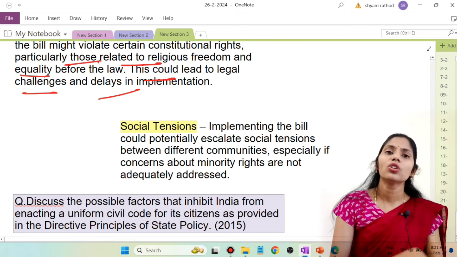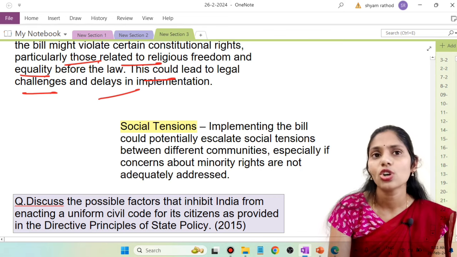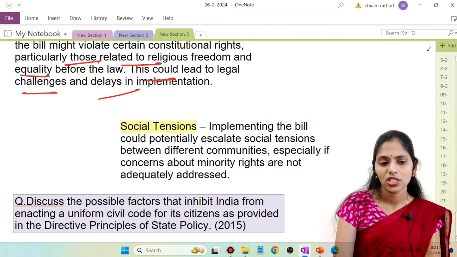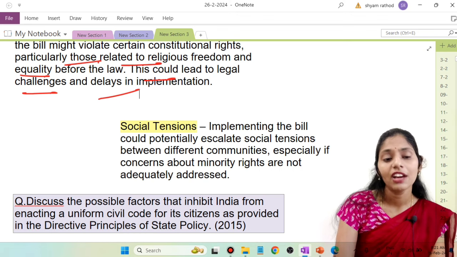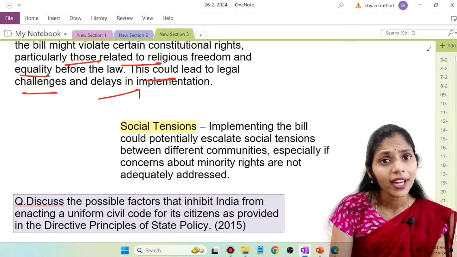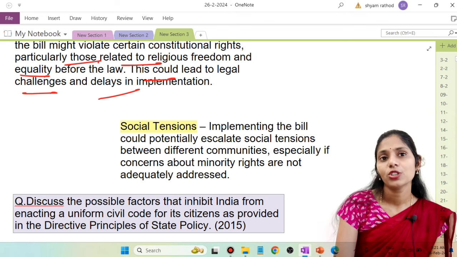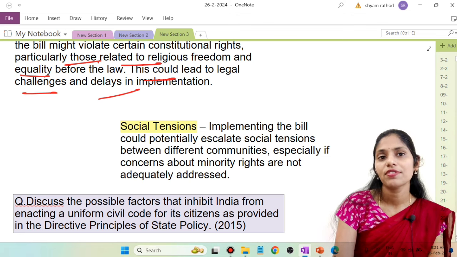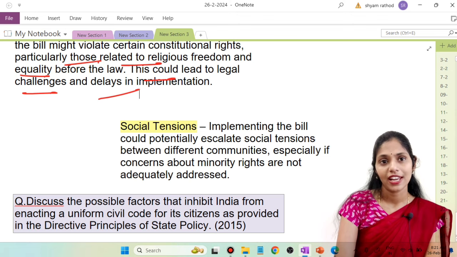And I want to give you today's mains question based on this topic. If you want, you can take a screenshot or make a note of the question: discuss the possible factors that inhibit India from enacting a uniform civil code for its citizens as provided in DPSP. This question already appeared in 2015. So please write an answer for this question and send it back for evaluation.